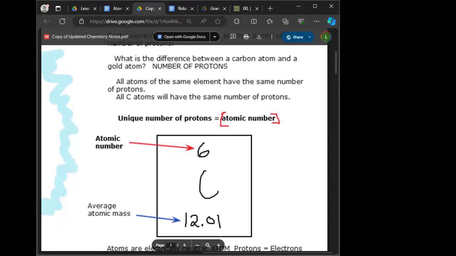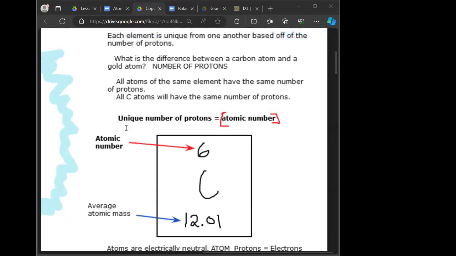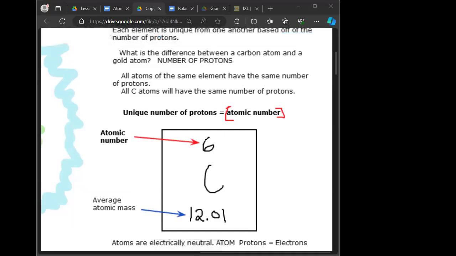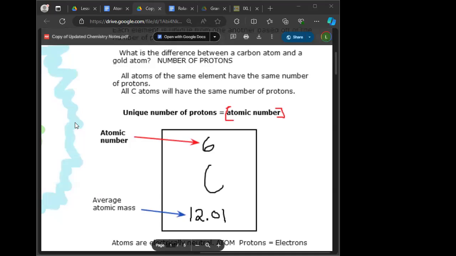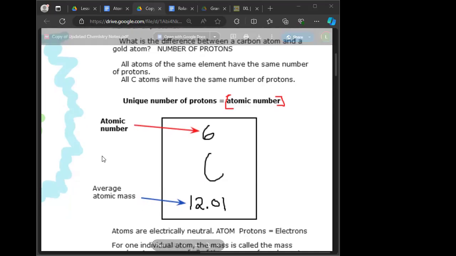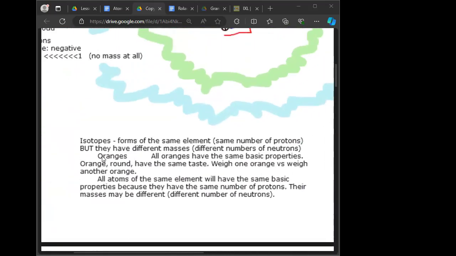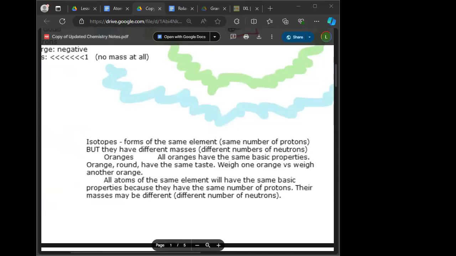All right, so the unique number of protons is called the atomic number. And the atomic number is what's found at the top of each box on the periodic table. Okay, now that's pretty much it for protons. Just know that they are basically giving us the identity of the element, and that every single element is going to have a different number of protons.